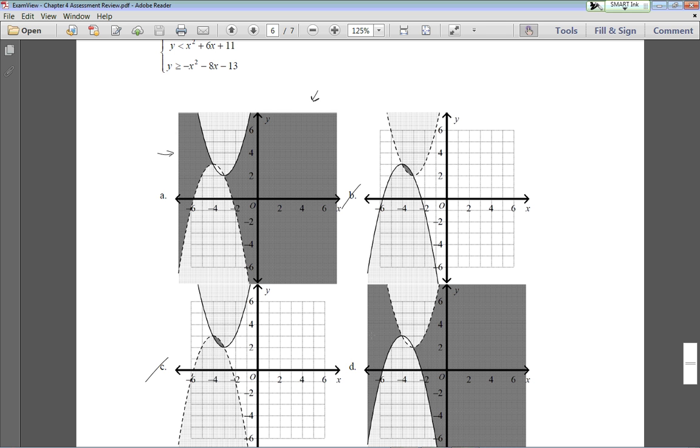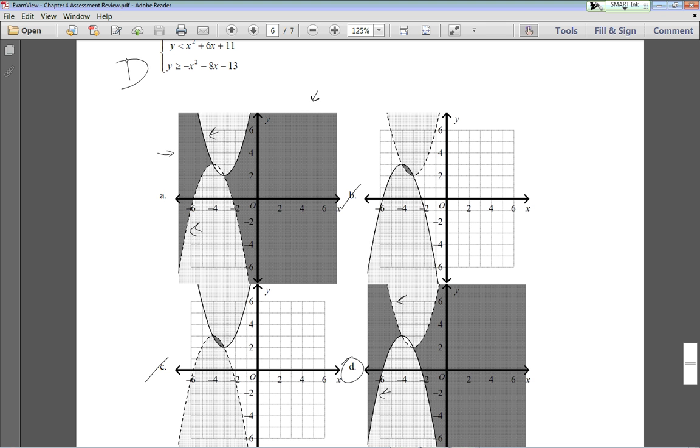So now we've got it narrowed down to these two. Now, if you look, the only difference in these two is this is a solid line here, whereas it's a dashed line here, and the same thing for this one. This one's a solid line, whereas this one is a dashed line. So it comes down to which line's supposed to be dashed and which line is supposed to be solid. Well, the parabola that opens up, there's no equal to bar, so it is supposed to be dashed. So the answer comes out to letter D.